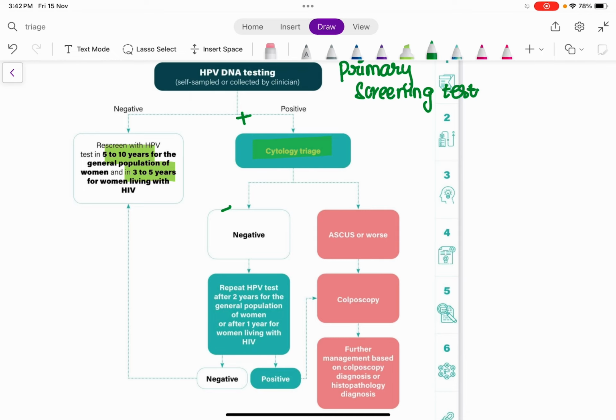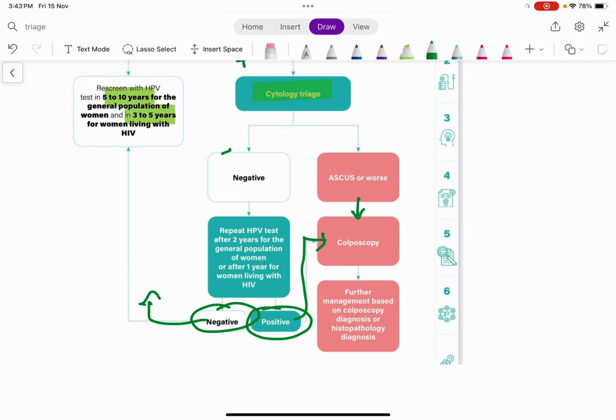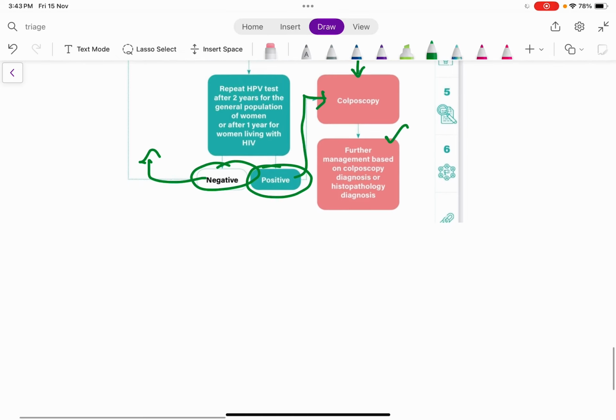Once you repeat it after 2 years in general and after 1 year in HIV positive females, the reports can be either negative or positive. If it is negative, you can just follow up the patient. You can rescreen them with HPV testing after 5 to 10 years as in every other general female. But if it comes out to be positive, what are you going to do? Please remember that anytime you do the pap smear, if the report comes out to be anything more than atypical squamous cells of unknown significance, you have to follow up with colposcopy. So here if it comes out to be positive, we have to follow up with colposcopy, and based on the reports of colposcopy, the further treatment plan will be decided upon.